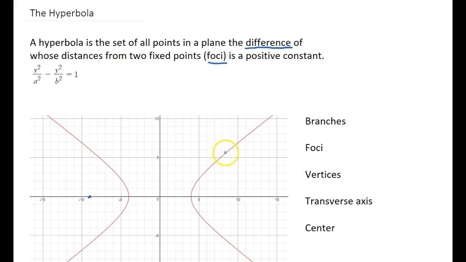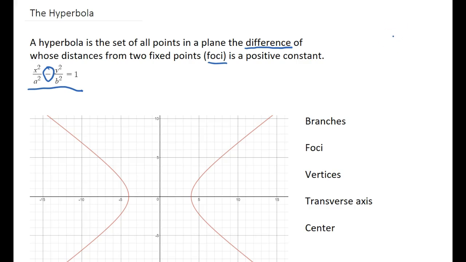Here, if I pick a random point, x comma y, and I'm going from the distance from one focus minus the distance to another focus, so d1 minus d2, that's going to be a constant no matter where I am on the hyperbola. Okay, so what does the equation of a hyperbola look like? Well, the standard form looks like this: x squared over a squared minus y squared over b squared equals 1. Once again, it looks like an ellipse equation, but we have a minus instead of a plus right there.